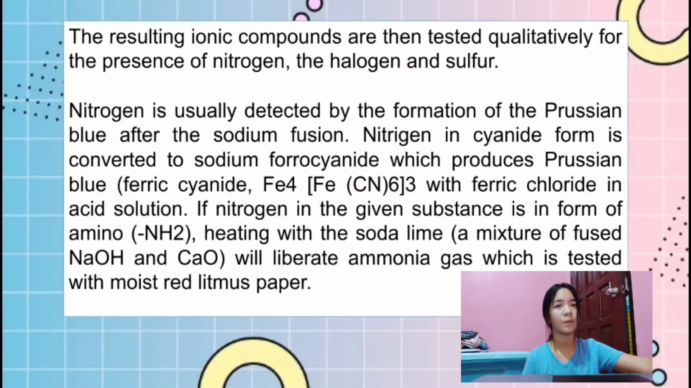The resulting ionic compounds are then tested qualitatively for the presence of nitrogen, the halogens, and sulfur. Nitrogen is usually detected by the formation of Prussian blue after the sodium fusion. Nitrogen in cyanide form is converted to sodium ferrocyanide, which produces Prussian blue with ferric chloride in acid solution. If nitrogen in the given substance is in the form of amino, heating with soda lime, a mixture of fused sodium hydroxide and calcium oxide, will liberate ammonia gas, which is tested with moist red litmus paper.